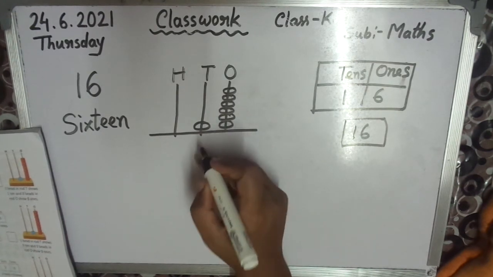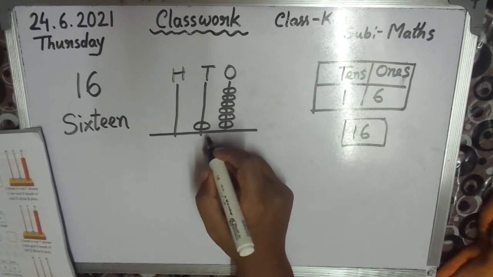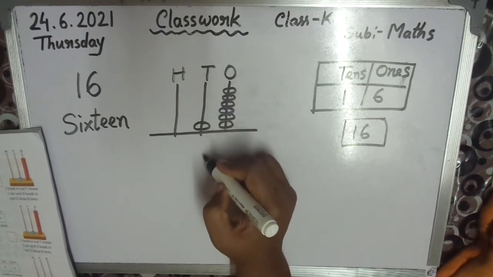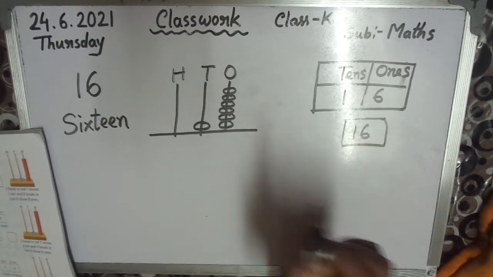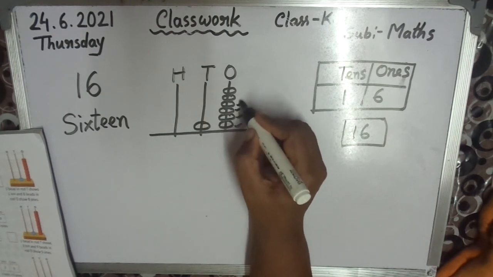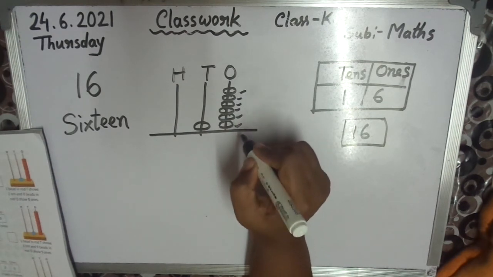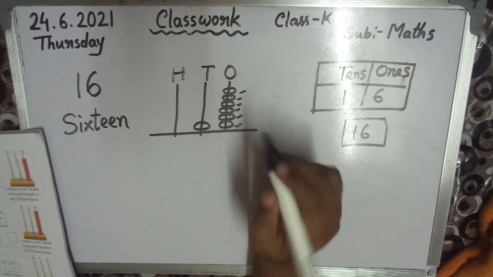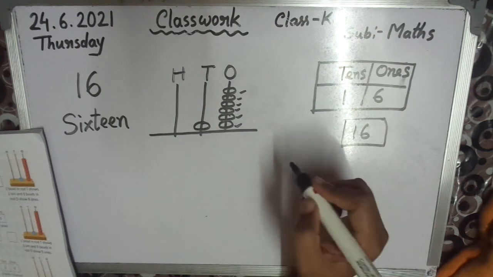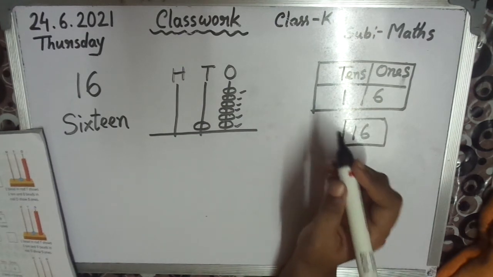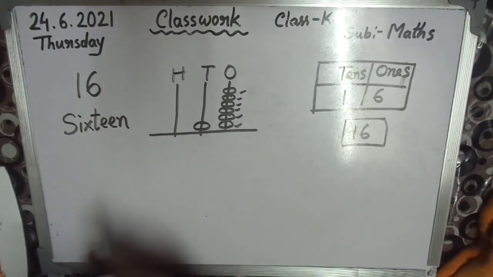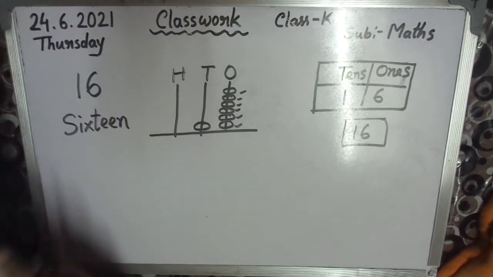Now children, see, 1 bead in rod T shows 1 ten, and 6 beads in rod O, count 1 2 3 4 5 6, show 6 ones. I hope everyone understood.